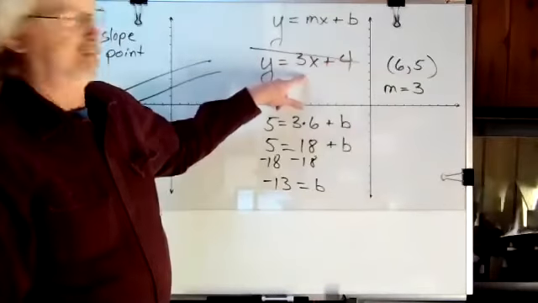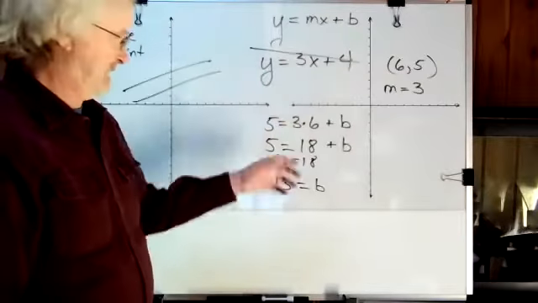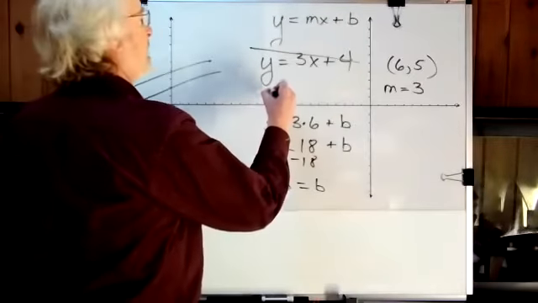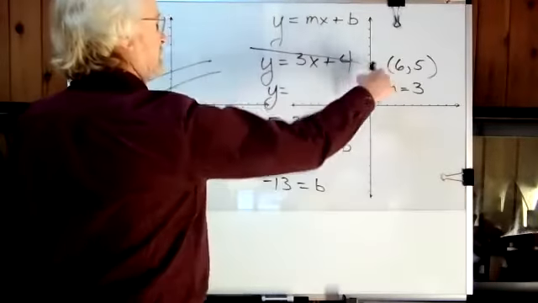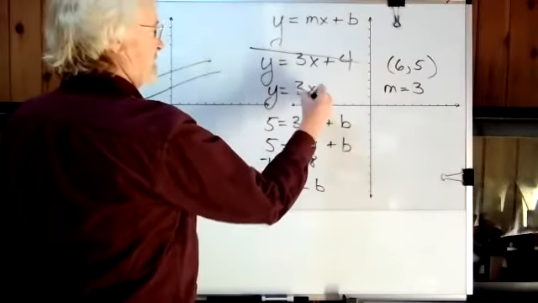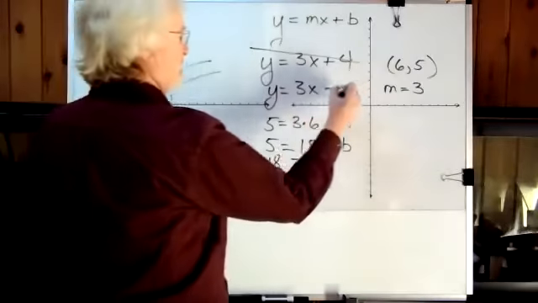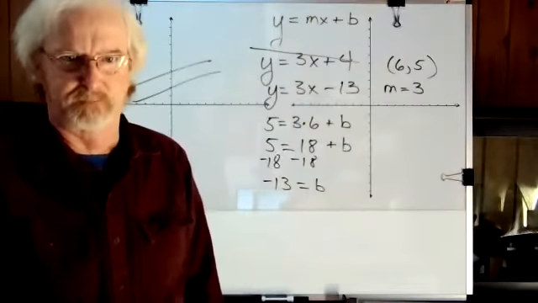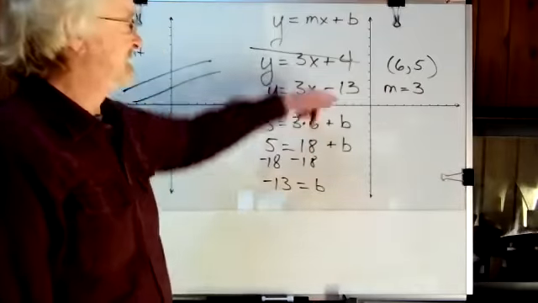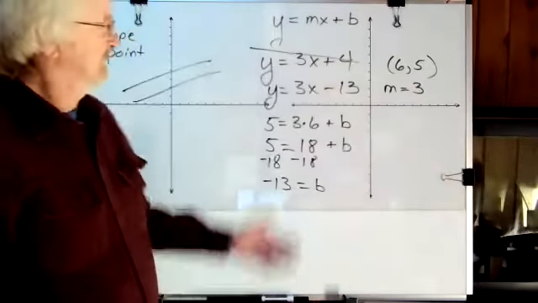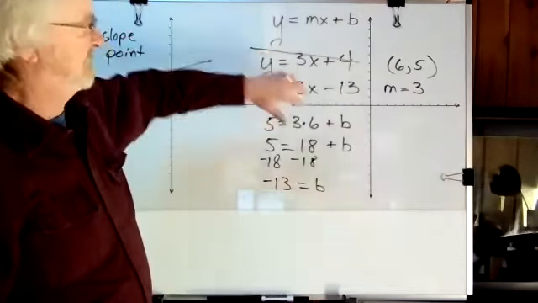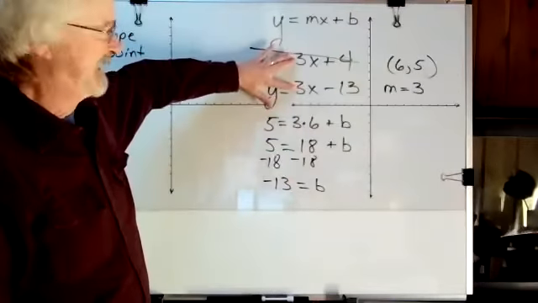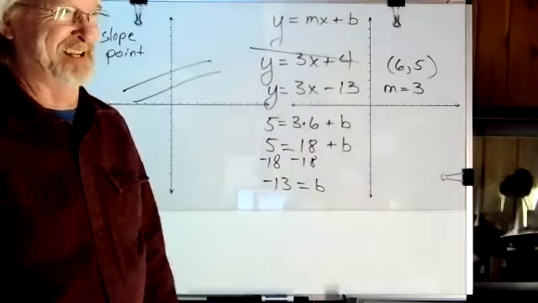I knew the slope from this given line. Now I calculated my y-intercept, so the equation of the line parallel to that, going through that point, is y = 3x - 13, right? What's different? It's this y-intercept. If it had the same y-intercept, it's the same line. But the fact that they're parallel, same slope, different intercepts, means they're parallel.